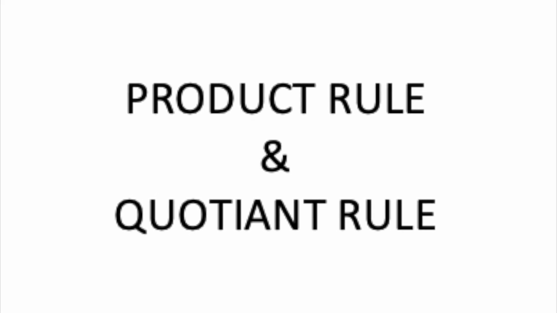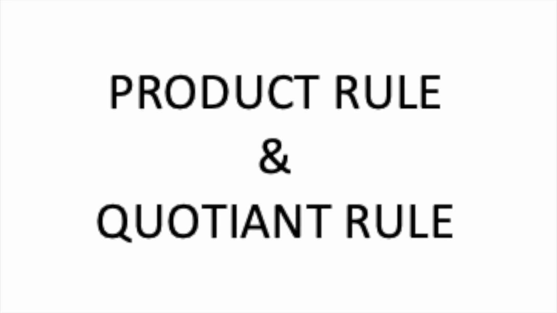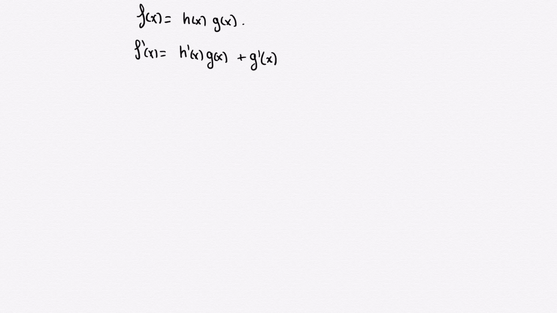In this video, we're going to talk about the product rule and the quotient rule. So let's say we have a function f of x equals h of x times g of x. So our derivative f prime of x is going to be equal to h prime of x times g of x plus g prime of x times h of x.